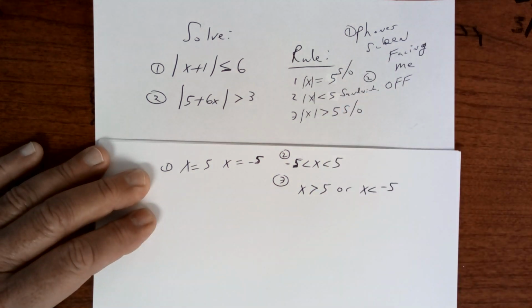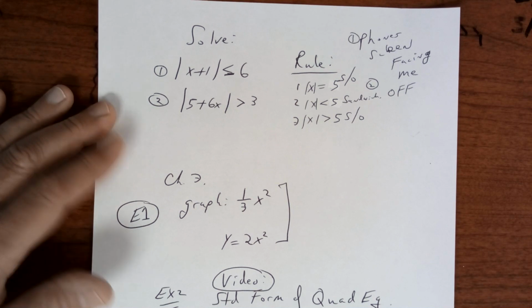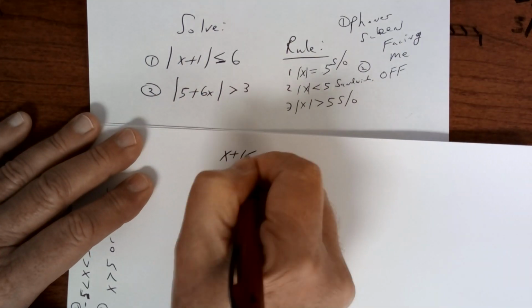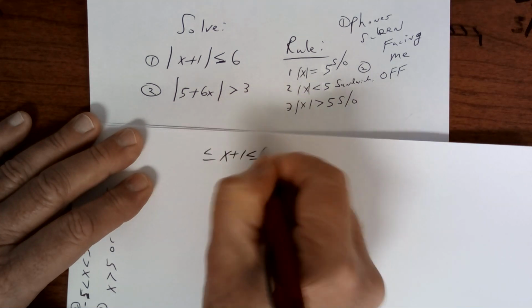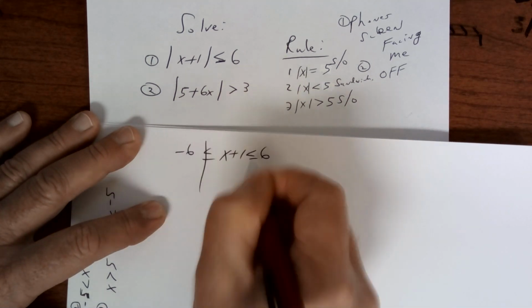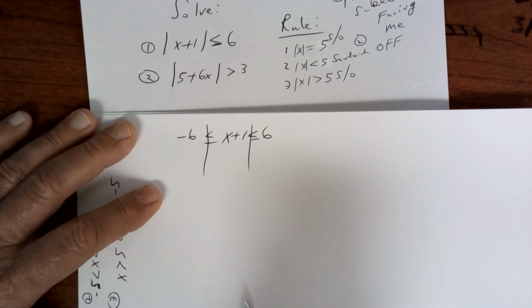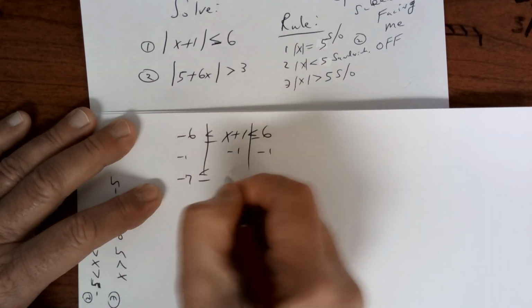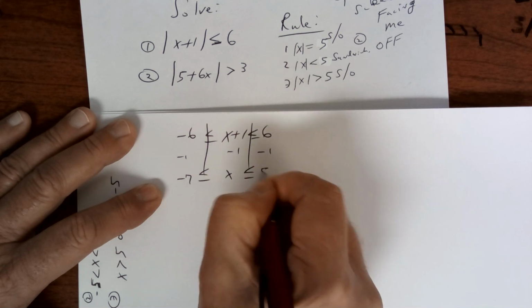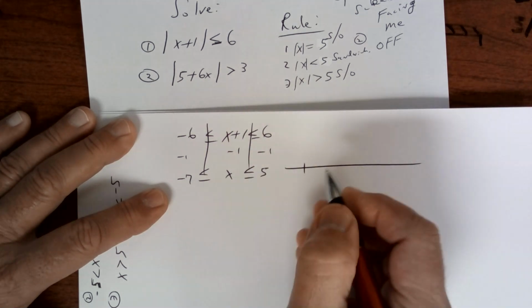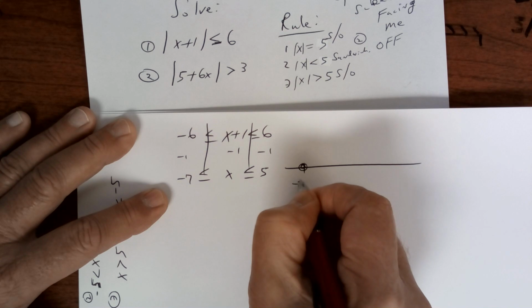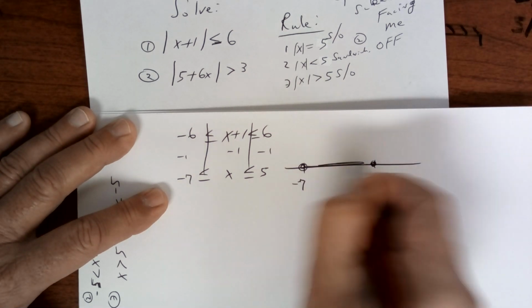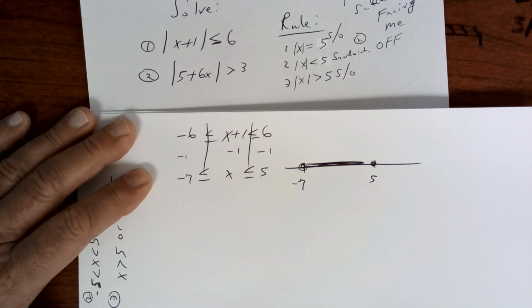And there it is. So let's take a look at these. This one right here is squeezed in between, so this is the sandwich. X plus 1 is going to be less than or equal to 6 and negative 6, and then you got to work this out by subtracting 1. When you subtract 1, you get a negative 7, and then you get this right here. So it's in between negative 7 equal to all the way up to 5 equal to. There it is. Any questions on that?